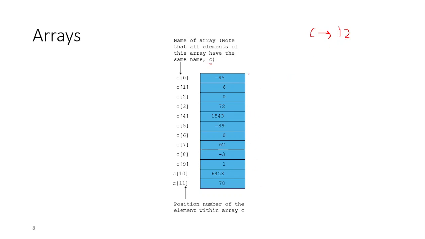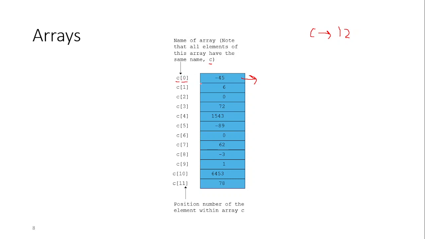Each location is for storing one integer value. It has -45, 6, 0, 72. All these are integer values. If you want to access a value, you need to provide the name of the array, and then within square brackets you provide the index or subscript or position. The first position in this array is 0.